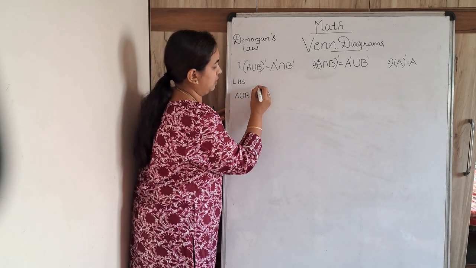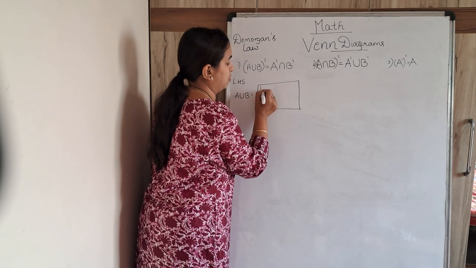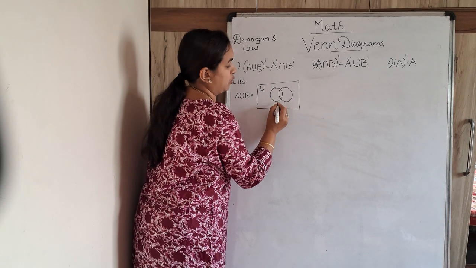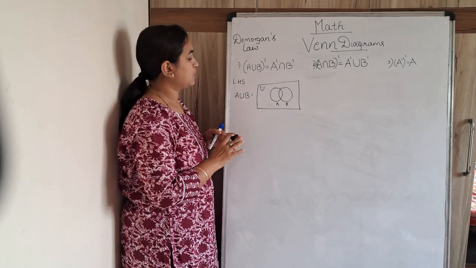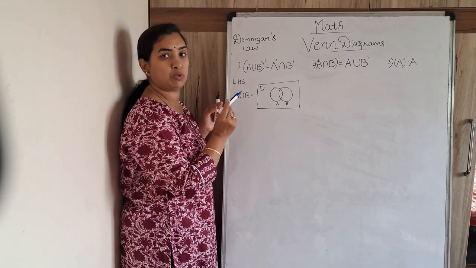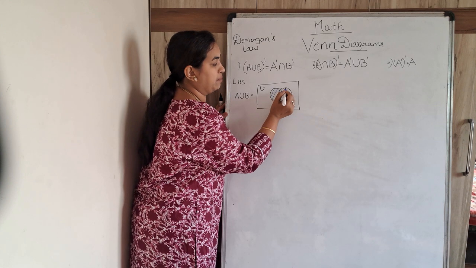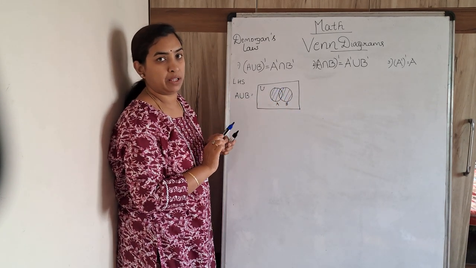Okay. So we need to draw a rectangle box in order to represent the universal set. Then we need to draw circles to represent the set A and B. In order to represent A union B, you need to shade this part, both A and B part, to represent A union B.